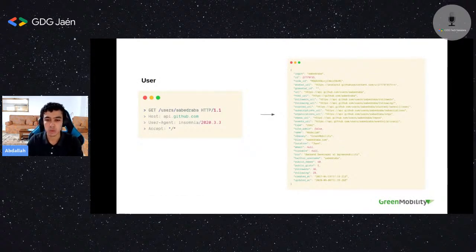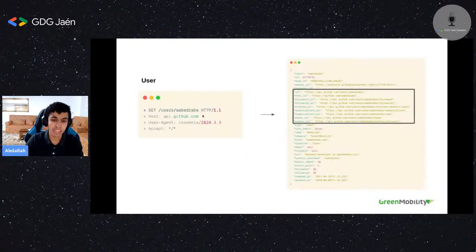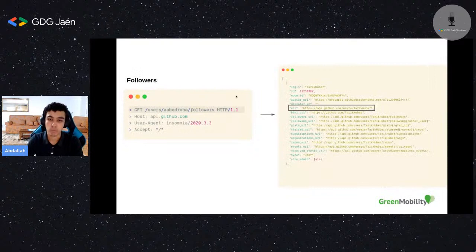And you can actually start seeing one of the problems that REST has. This is going to happen for the followers as well. First of all, we want to get to the user. And if we wanted to get to the followers, we just take this route, which is users/Abedraba/followers. Once I retrieve it, I actually get the list of all the users that follow me.